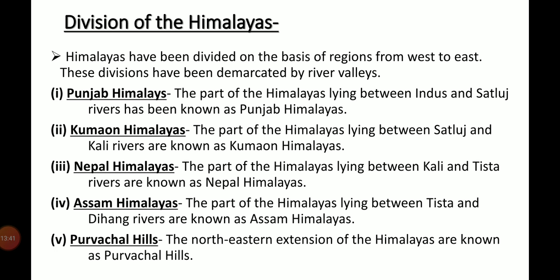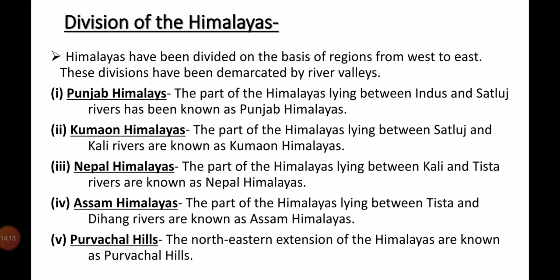Further divisions of Himalayas, and these divisions are based on the river valleys. Number 1, Punjab Himalayas, number 2, Kumaun Himalayas, number 3, Nepal Himalayas, number 4, Assam Himalayas, and last, Purvanchal Hills. Punjab Himalayas, this part of the Himalayas lies between the Indus and the Satluj rivers. Kumaun Himalayas lies in between the Satluj and the Kali rivers.